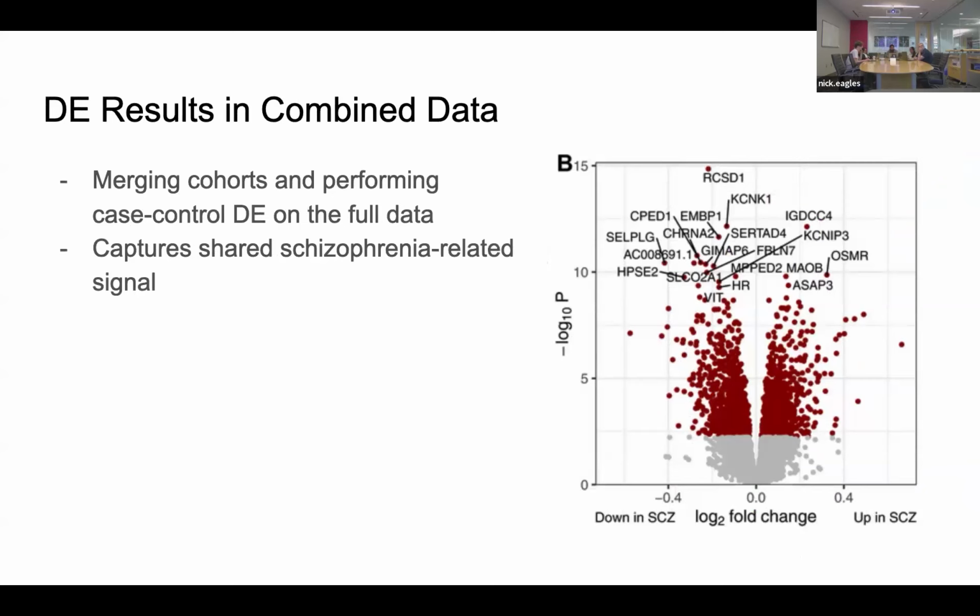And then I mentioned that they also combine the cohorts, putting them into one big data set, and then doing case control differential expression. That's a way to capture schizophrenia related signal that's shared among the data sets without explicitly trying to ask which is in which data set. Of course, the common way to do that is with volcano plots. This is part of their figure 1. And then they explore the genes that pop out with the highest significance, and log fold change as well.